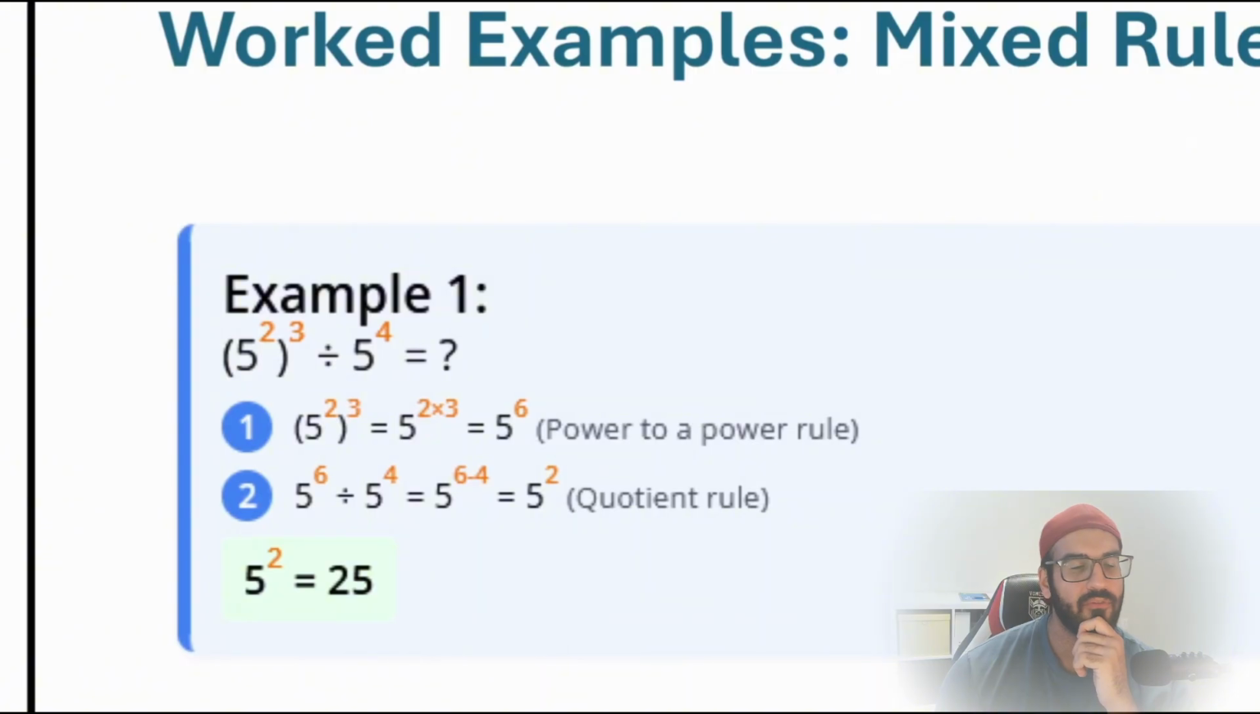Imagine that I have (5 to the power of 2) to the power of 3, divided by 5 to the power of 4. What would you do? The first thing that a normal student would see is, oh my God, we're panicking, right? We have parentheses, we have a power, we have division. Okay, what is going on?